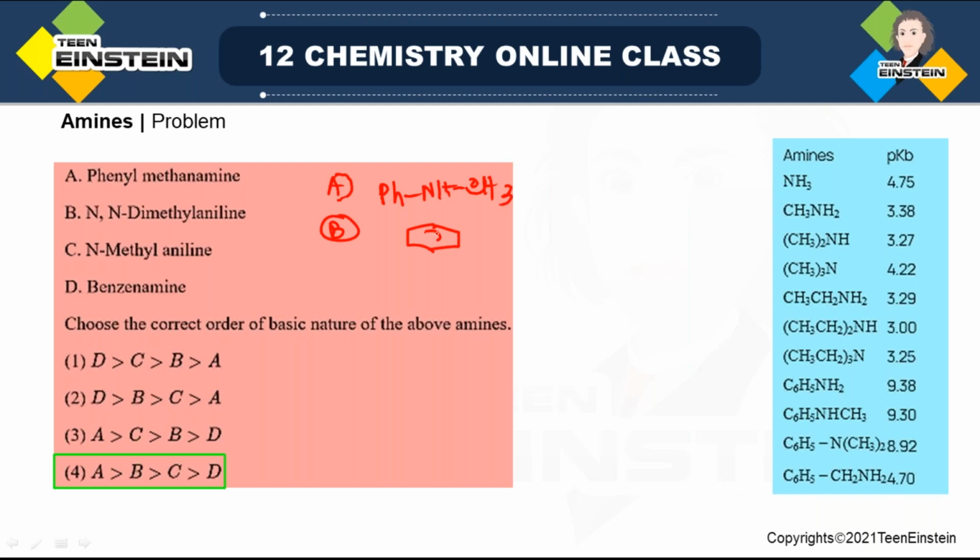So aniline is a Ph ring attached to NH2. But if you replace 2 H with 2 methyl groups, now the name will be dimethyl aniline. Then what about C? The structure of C is N-methyl aniline. That means you have only one methyl on the amine. Fine. Then benzenamine. Now benzenamine means it is nothing but the aniline molecule.